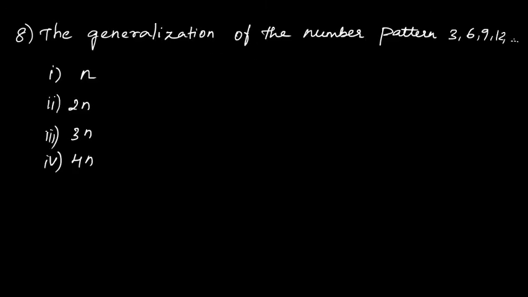Objective type questions. 8th one, the generalization of the number pattern 3, 6, 9, 12 is. So if you look at the numbers, all the numbers are multiples of 3, that is 3 into 1, 3 into 2, 3 into 3, 3 into 4. So everything is in the multiples of 3. So the correct answer is 3n.